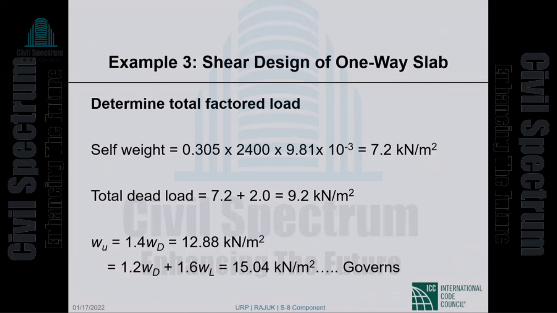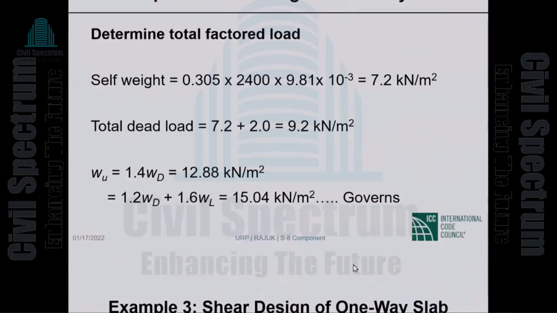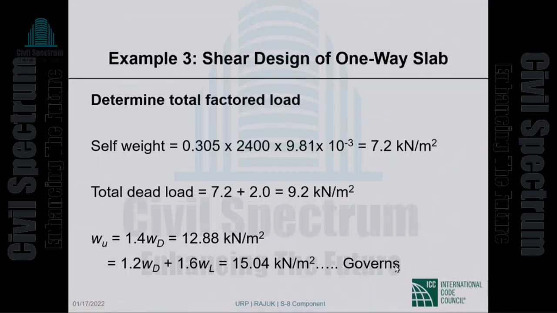981 is the G. That gives us 7.2 kilonewton per square meter. Total dead load then is 7.2 plus the superimposed 2 kilonewton per square meter, that's 9.2. So the load cases: 1.4 dead load is 12.88 kilonewton per square meter, 1.2 dead plus 1.6 live comes to 15.04 kilonewton per square meter. So that is the governing case.